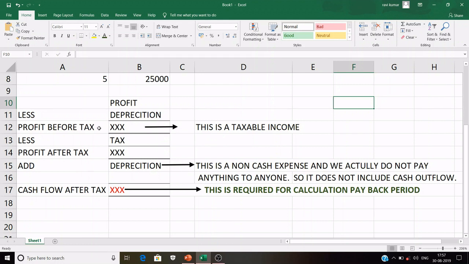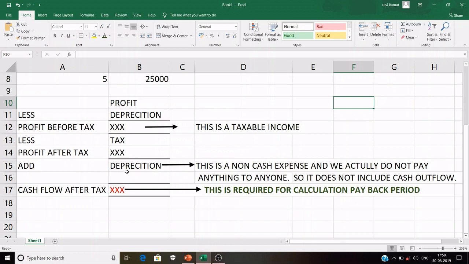Now, after getting profit before tax, we deduct the tax amount at the tax rate, because this is our taxable income. After deducting tax, we receive profit after tax. So how do we get profit after tax? By deducting tax out of profit before tax. Now, to calculate cash flow after tax, we again add depreciation to profit after tax.